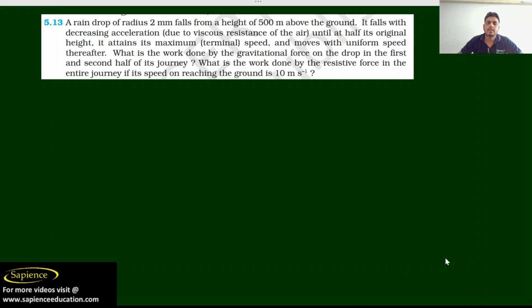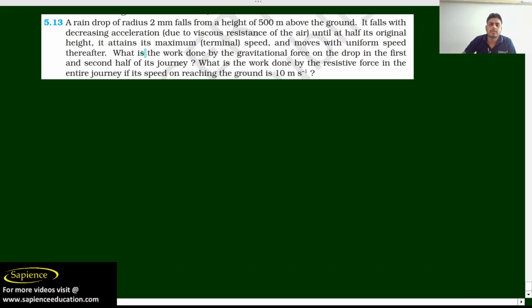Good evening, guys. So today I'm going to discuss question number 5.13 of work, energy and power from NCERT. Okay, so let us read the question. At first, before doing anything, you should read the question.